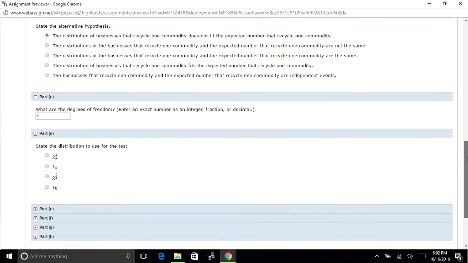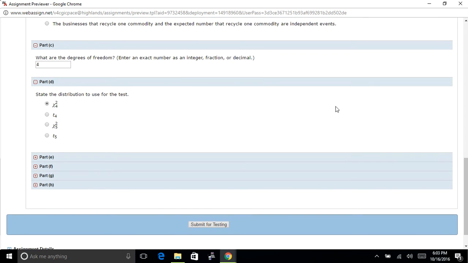Here it says state the distribution for the test. This is not a t-test, so you can ignore those. This is the expression for chi-squared, and I want to put chi-squared with the 4 next to it, because that means this is a chi-squared distribution and my degrees of freedom are 4. Don't put chi-squared in 5 because that's the number of categories. We always have to use the degrees of freedom.